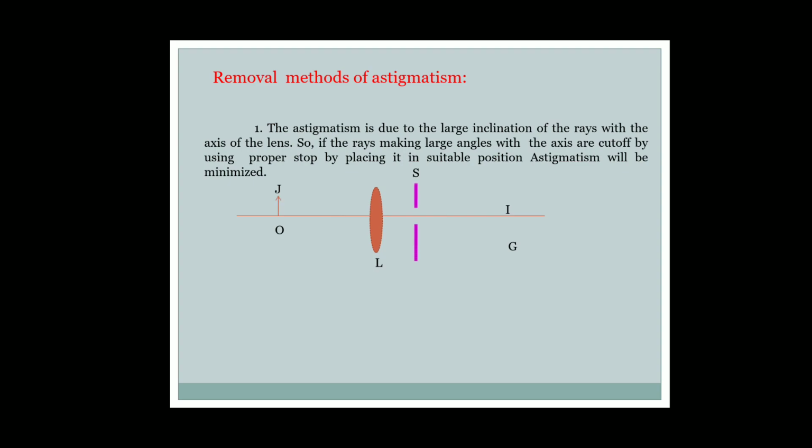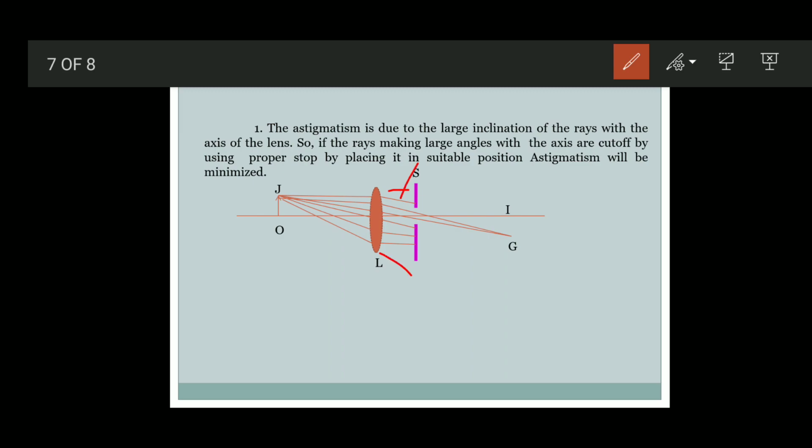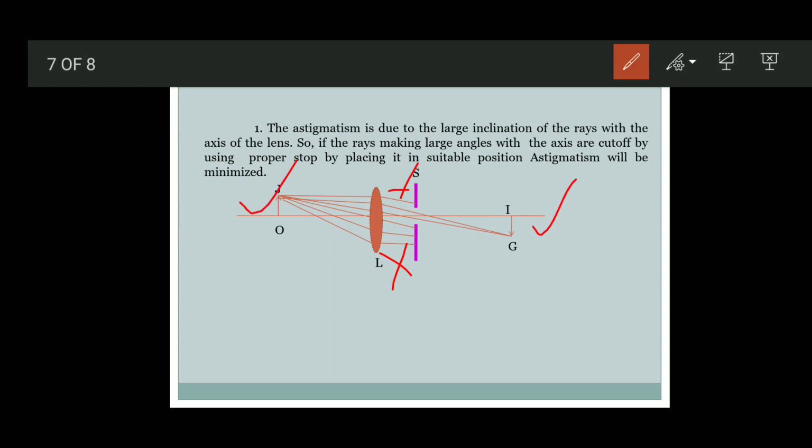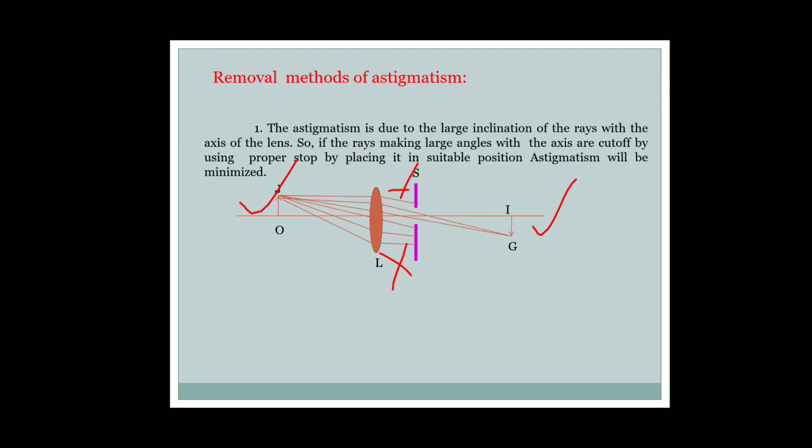This is the slit. OJ is the object. At J, there is a point object. The rays coming from the object are incident on the convex lens. The rays emerging from the convex lens are incident on the stop. Outer rays are blocked at the stop, and central rays form the image at Z. So this IG is the image of the object O. This is the image, this is the object. Very small narrow rays pass through the slit at the center of the stop and form a point image. This is one of the methods to remove astigmatism.